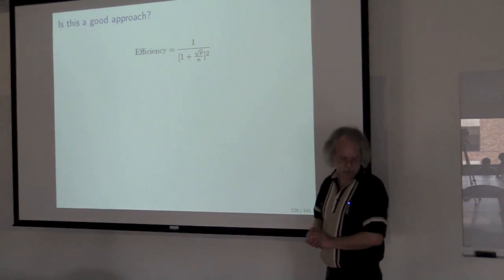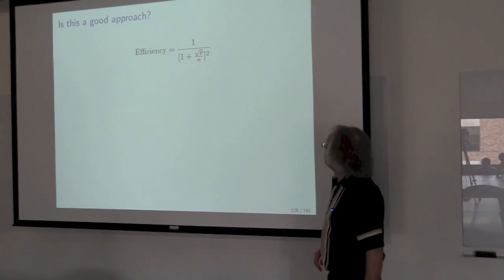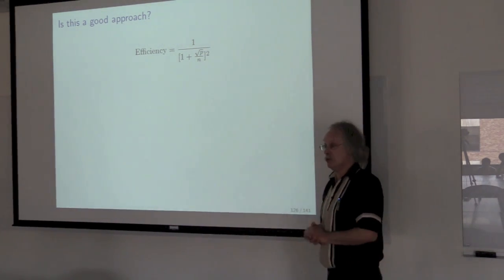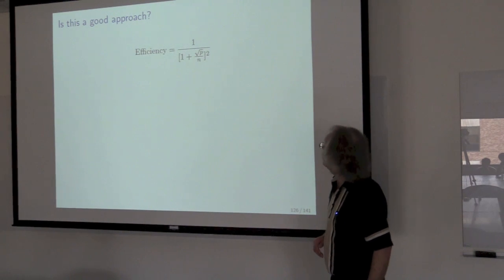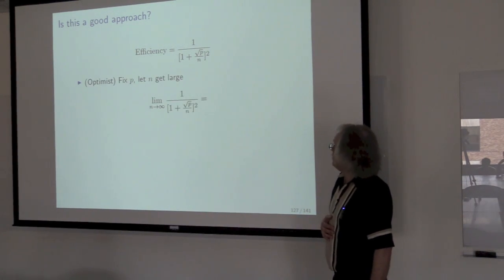So let's see what happens. Here's our efficiency, if you believe my math. And by the way, people who took my course noticed that I make mistakes all the time, so who knows? I did this late last night. Okay, the optimist will still say that you just let n get large and then you get efficiency of 1. The pessimist will say fix n, let p get very large, and then you get no efficiency whatsoever.